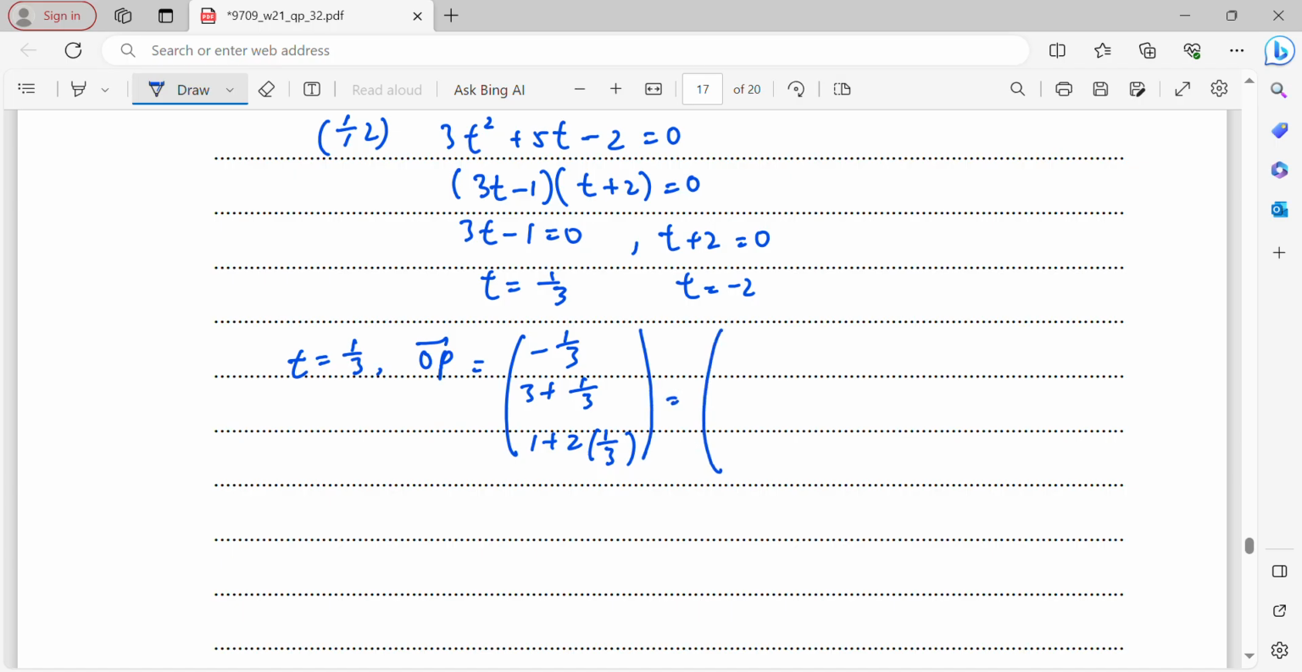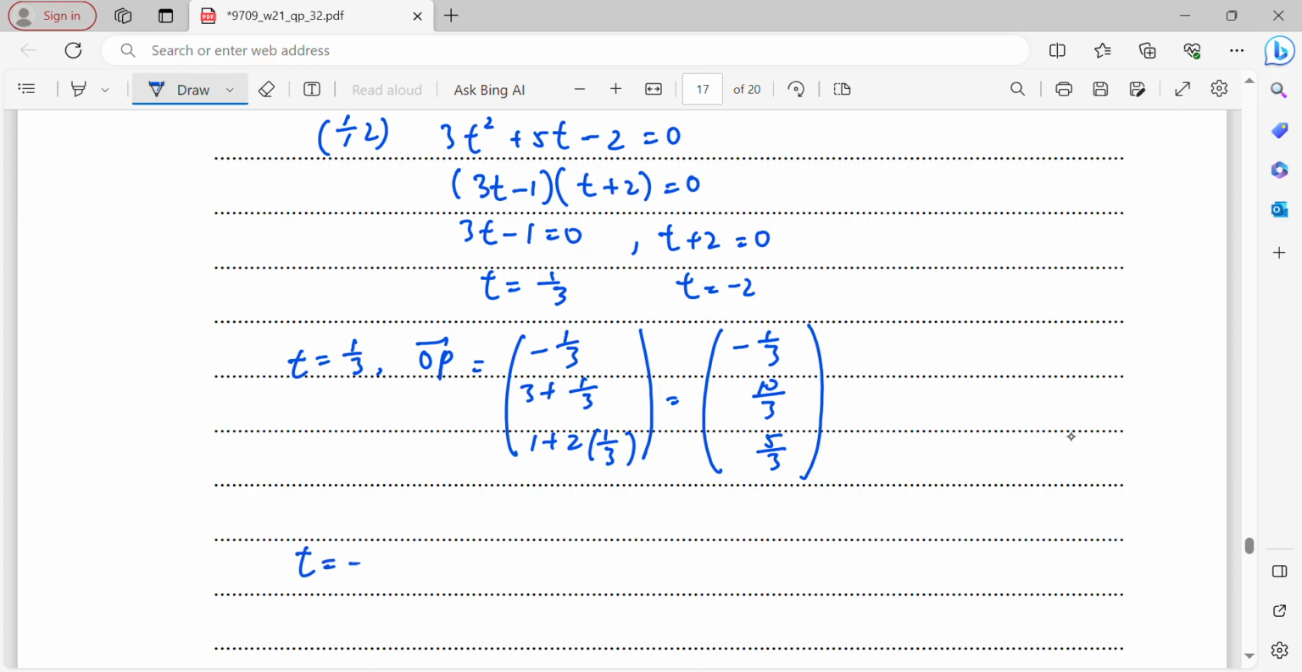So here you will get, oh sorry, the t is positive t. So here you will get negative 1 over 3. So 3 plus 1 over 3 is 10 over 3. And then 1 plus 2 over 3 is 5 over 3. This is the first position vector.